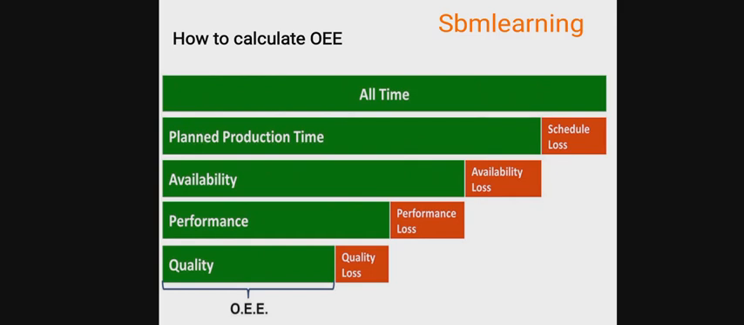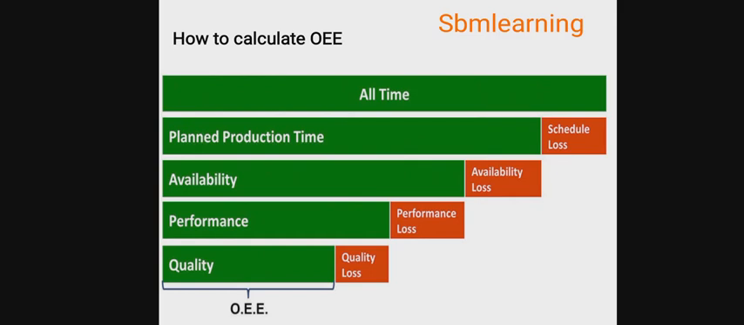In performance also, what we used to do: now I am having 20 hours of run time and my machine speed is 1 unit per hour. So how much am I going to produce in 20 hours? 20 units. But due to minor stoppages or speed loss, I have produced only 18 units. Clear? We need to produce 20 units because it is 1 unit per hour and I have 20 hours.